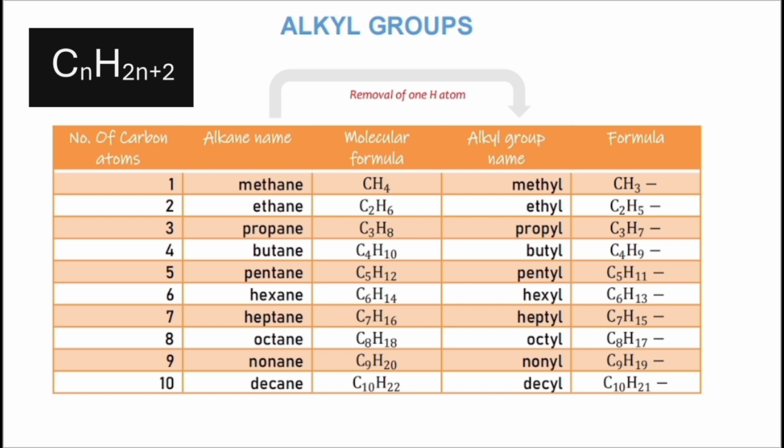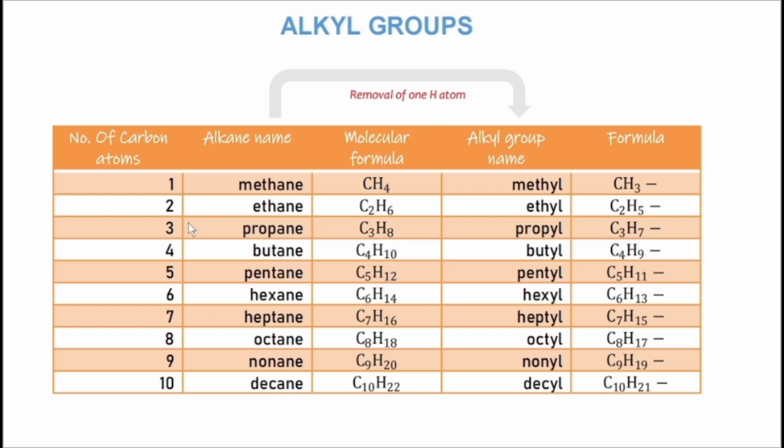So alkanes have a general formula of CnH2n+2, meaning if you have n number of carbon atoms, the number of hydrogen atoms will be equal to 2n+2. So if you have 5 carbon atoms, the number of hydrogen atoms in the molecule of pentane would be C5H, 2 into 5 plus 2, so 12 hydrogen atoms. So that's how the alkanes get their name and their molecular formula.